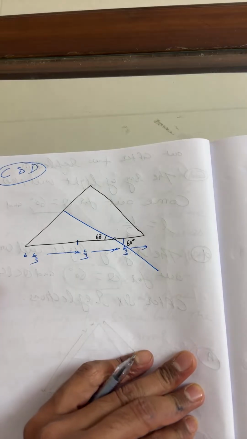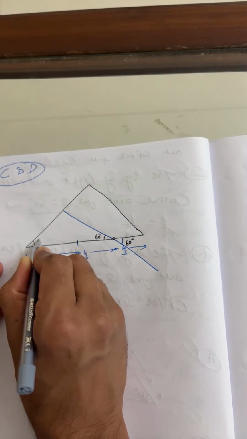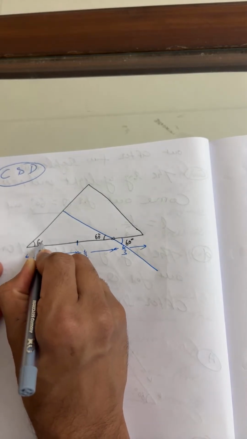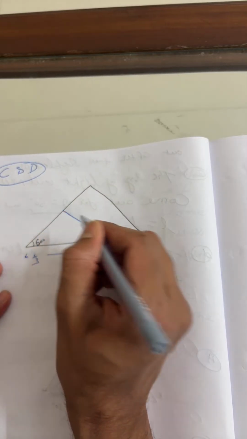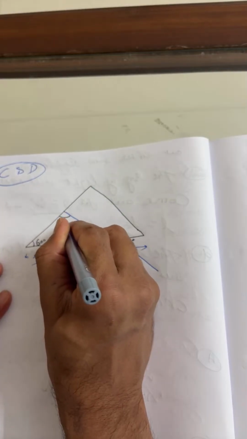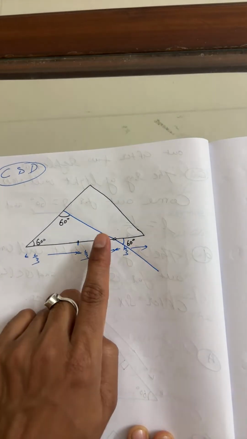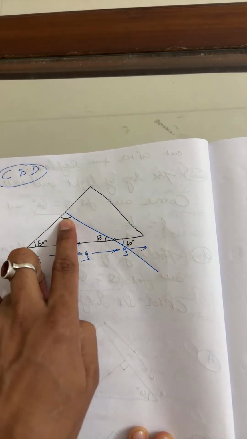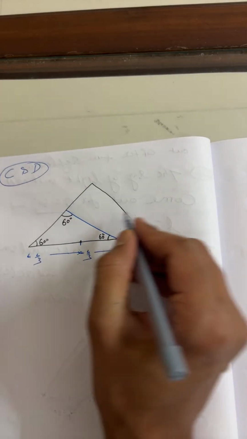If this is 60 here, then this is an equilateral triangle, so this remains 60. This angle is also 60 for an equilateral triangle. I'm just applying geometry here. This is 60, this is again 60, and this remains 60 here. I hope all of you got it.